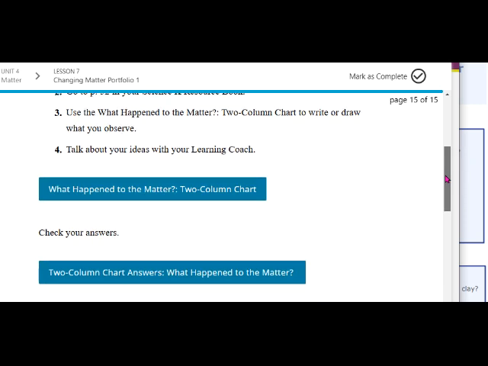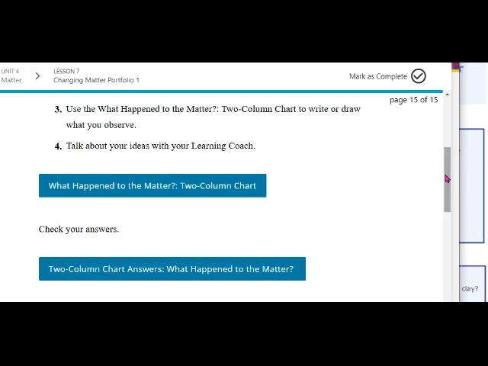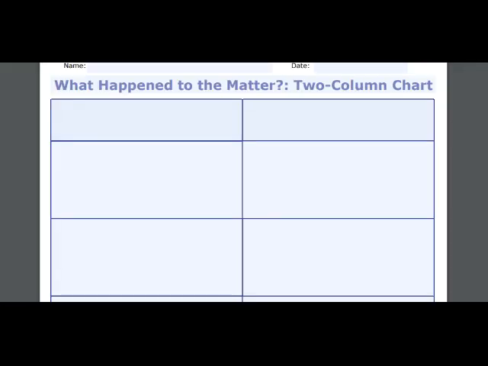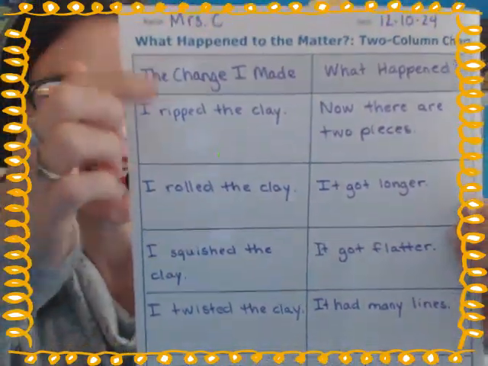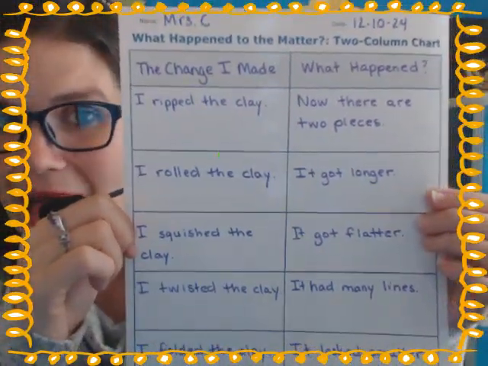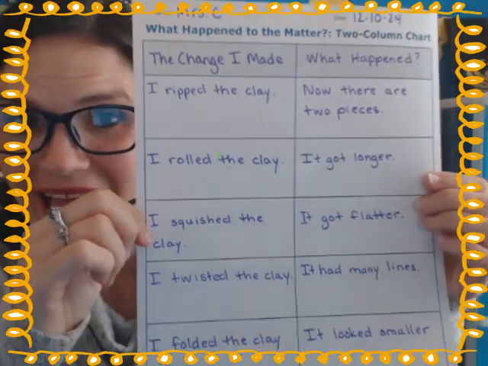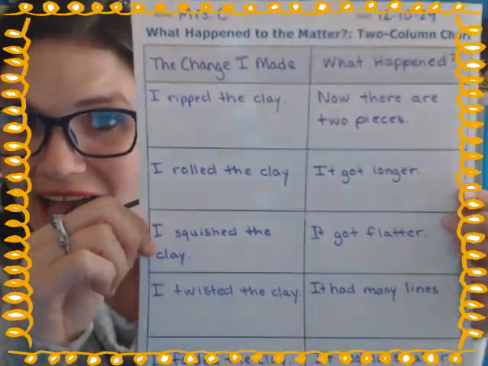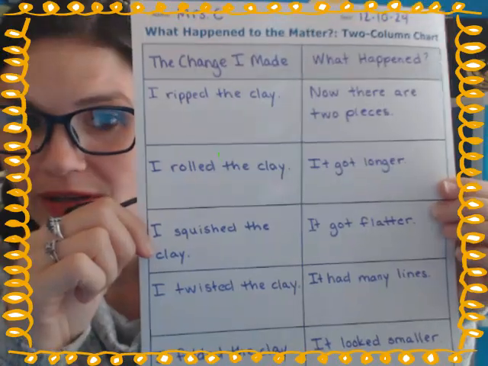All right, so now we have a 2-column chart. You're going to want to print this out or complete it in your science journal, or make one of your own on a plain sheet of paper. Here's what it looks like when it's blank. There's no titles in either of these columns, so we're going to have to do that ourselves, but there is a title at the top. What happened to the matter? 2-column chart. So here's my example. I titled both columns to show what I would be writing about. I have the change I made and what happened. So you complete this after you've done your investigation, after you have changed your paper or your clay.